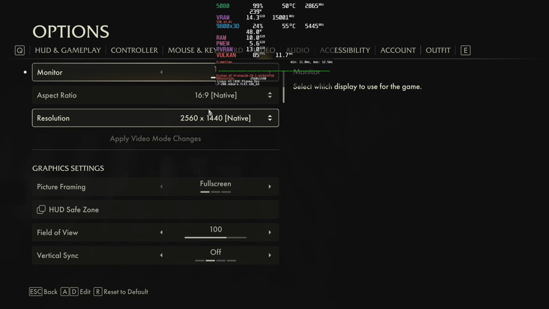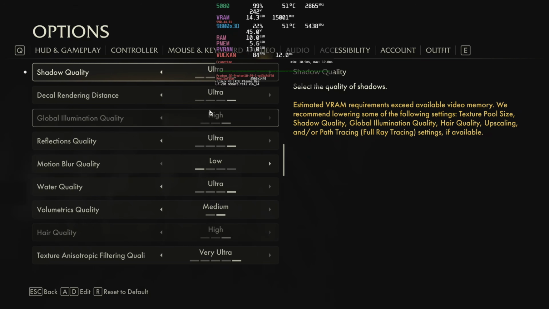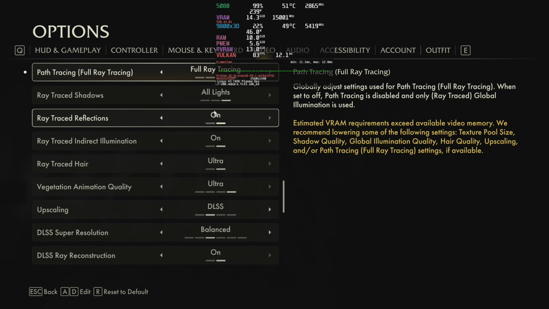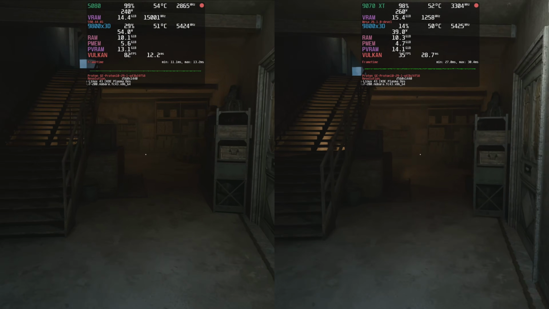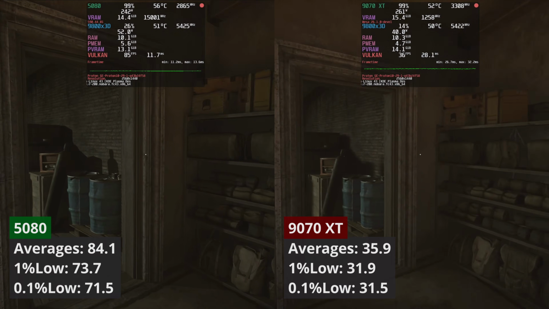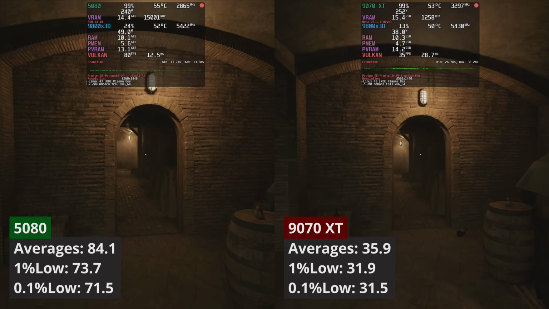The last game that I want to mention is Indiana Jones, a Vulkan API game. I tested this game using path tracing and some aggressive upscaling, and at 1440p, the 9070 XT delivers around 57% less performance than the 5080 for both averages and the 1% low values.